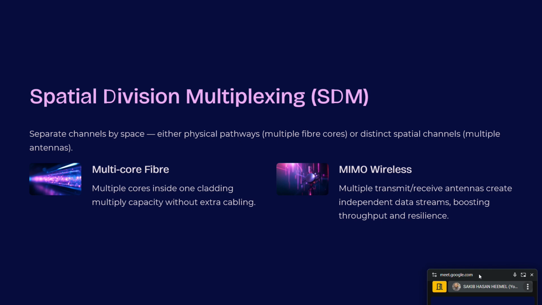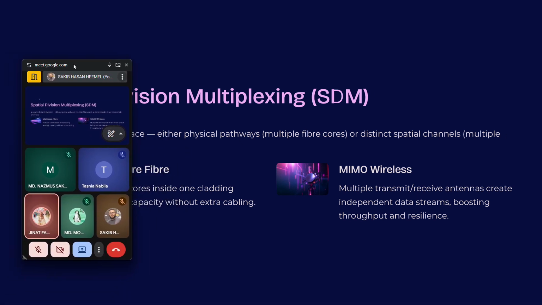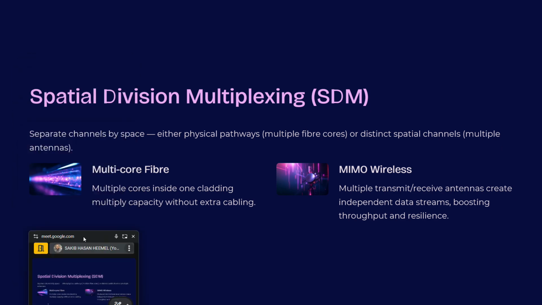Another example is MIMO wireless. In MIMO, multiple antennas send and receive data at the same time. This improves speed, signal strength, and reliability.